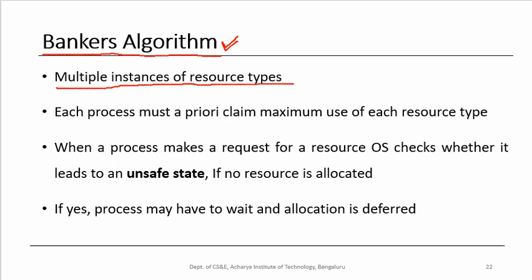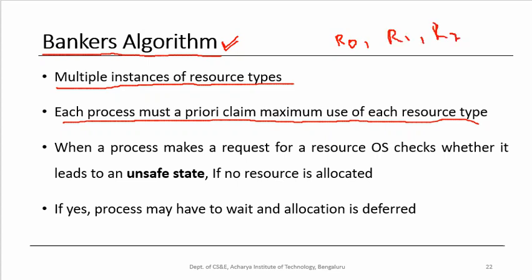In order to use this algorithm, there are certain conditions. That is, each process must a priori claim maximum use of each resource type. So that means, if there are three different types of resources in the system, let's say R0, R1 and R2, and if there are processes P0 and P1 running concurrently, now we have to have a matrix of this kind.